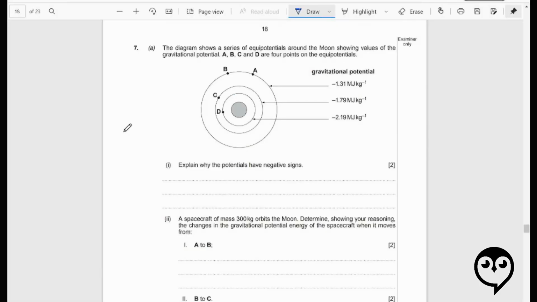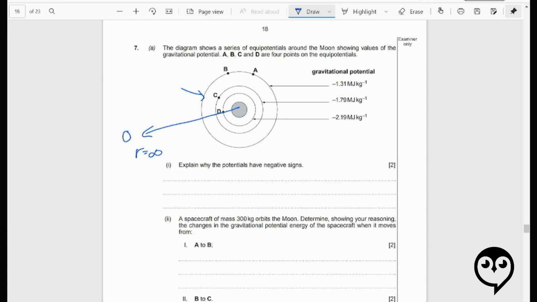Okay, and on the same paper, we've got a question here on gravitational potentials. So, explain why potentials have negative signs. Well, if you remember, we had defined our potential to be 0 when we're at an infinite distance away. And you have to actually do work against the gravitational pull, which is an inward force. You have to do work against gravity to get up to 0.